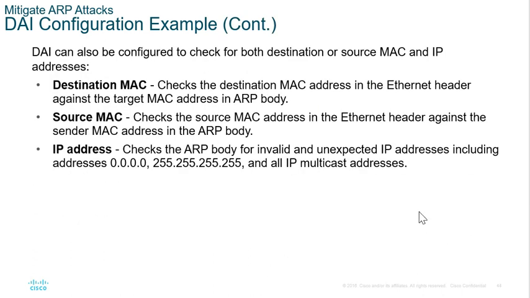So what Dynamic ARP Inspection does, when it inspects, is look at both the destination and source MAC address and the binding with the IP address. Okay, so it checks the destination MAC address in the Ethernet header against the target MAC address in the ARP body. Are they the same? Because earlier the threat actor could change it to their own MAC address. Okay, then it can check the source MAC address against the sender MAC address, and also checks for invalid and unexpected IP addresses, for example, network, broadcast, and multicast addresses.